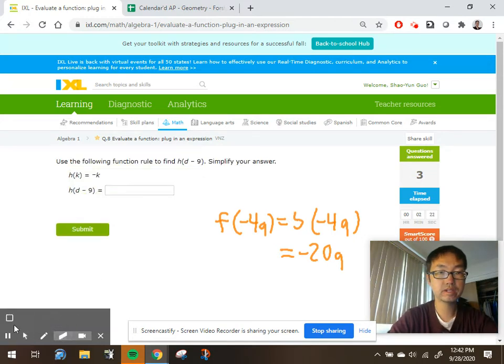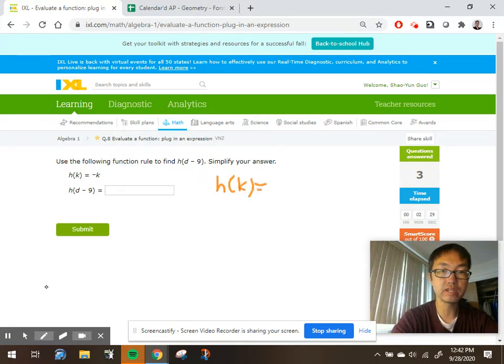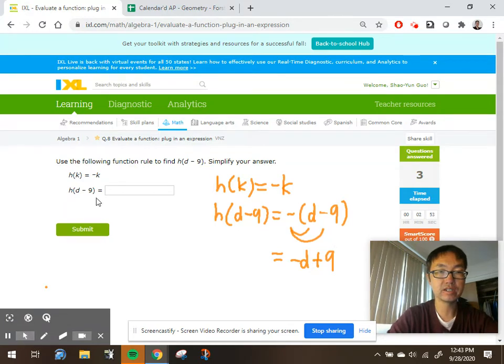Okay, next. d minus 9. The rule is h of k equals negative k. So now we're doing h of d minus 9. Plug in d minus 9 for k. It has to be in parentheses, so be careful. And now you use the distributive property again to distribute a negative. The opposite of d is negative d. The opposite of negative 9 is positive 9. So you get negative d plus 9.